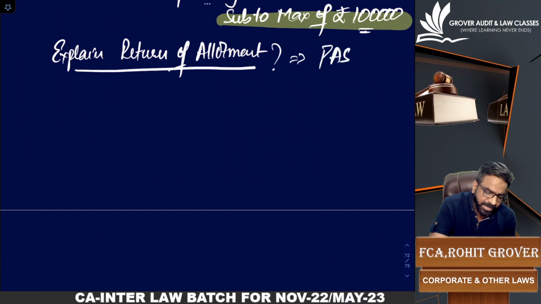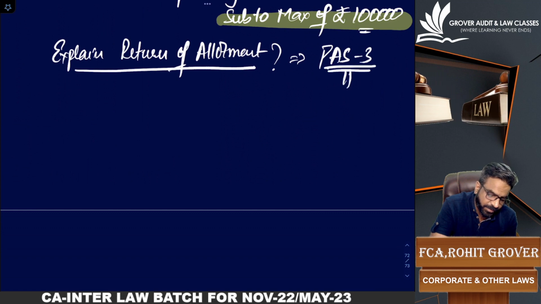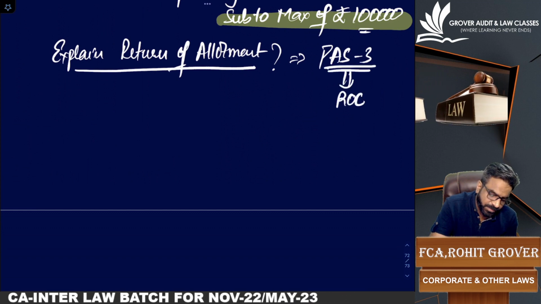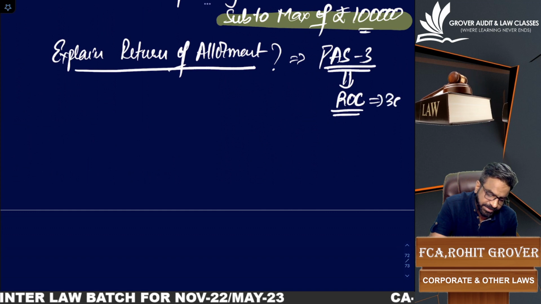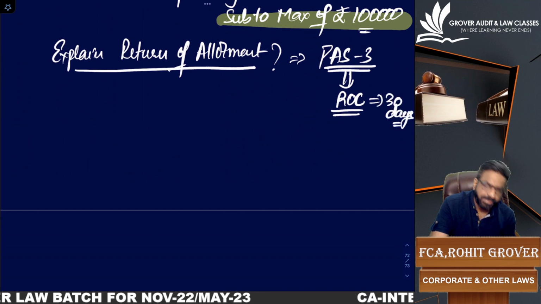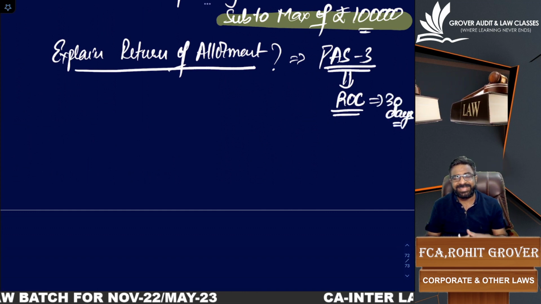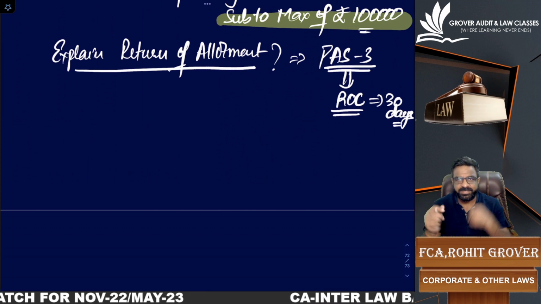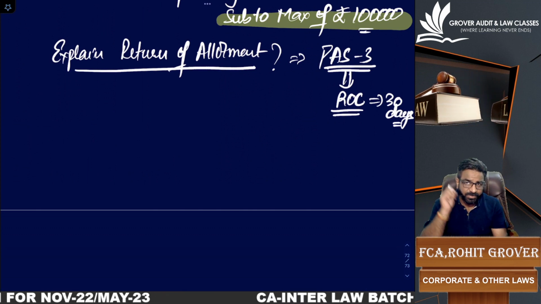PAS3, to be filed with whom? ROC. Within how many days? 30 days. So now they are asking us to explain this. Okay, what is this PAS3? Now listen to this very carefully.